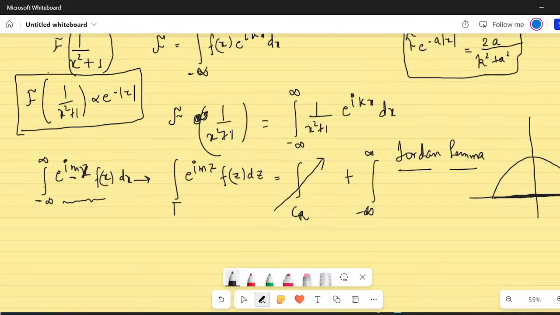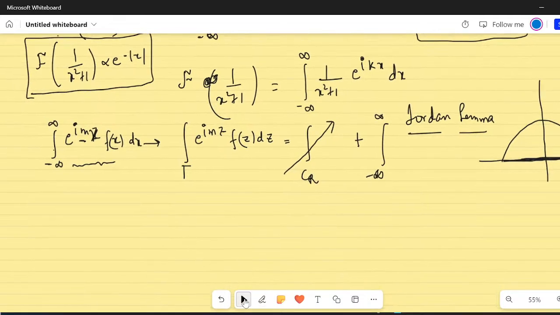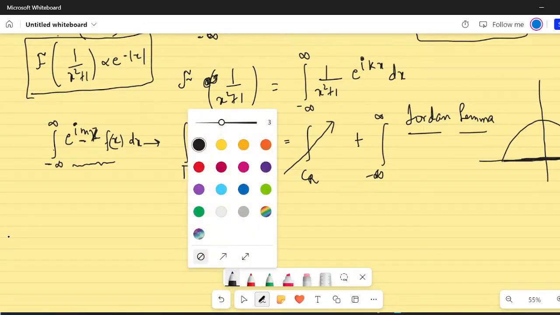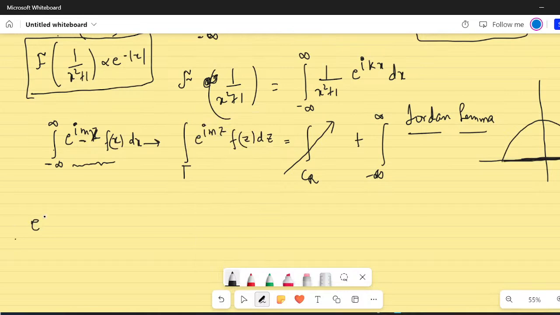Now what happens in Fourier transform? For example, here when I'm trying to evaluate the Fourier transform of 1 upon x square plus 1, I will multiply this with e to the power iota kx. K will belong to any real number. Obviously it can be positive as well as negative. Here we don't have a restriction. So this will be the Fourier transform, minus infinity to infinity, e to the power iota kx upon x square plus 1 dx.